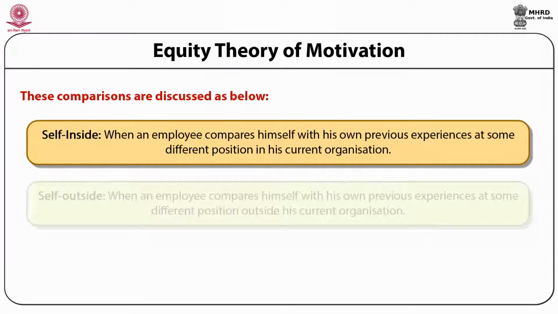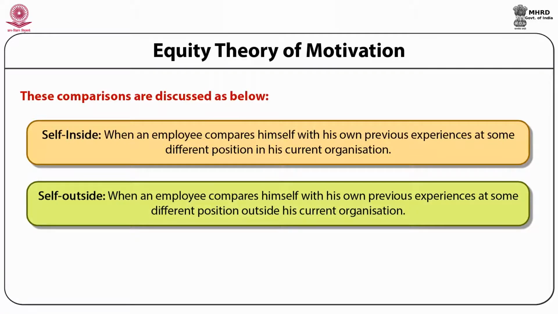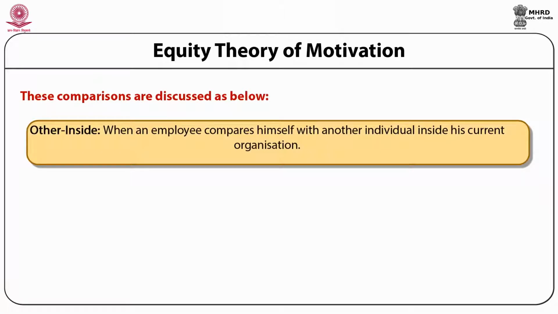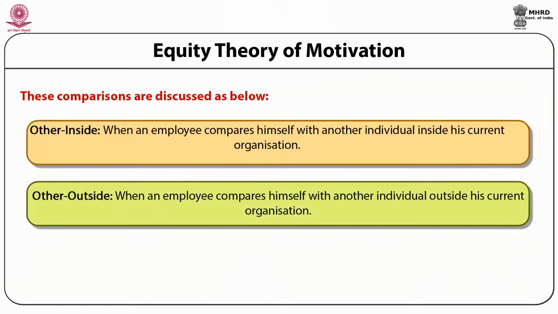Next comparison is self-outside comparison. Self-outside comparison states that an employee compares himself with his own previous experiences at some different position outside his current organization. Third comparison is other inside. This type of comparison describes when an employee compares himself with another individual inside his organization. Fourth comparison is other outside. This is the comparison when an employee compares himself with another individual in some other organization.